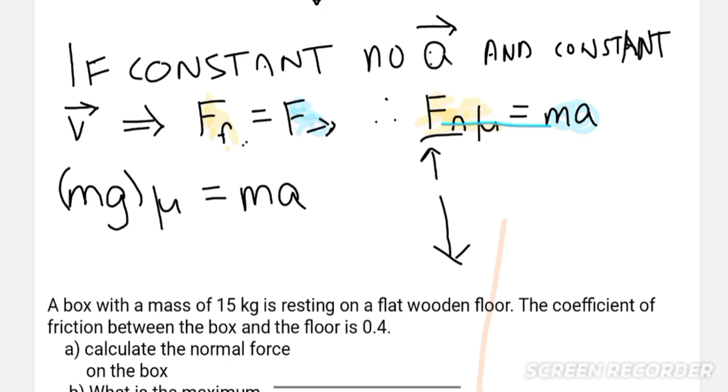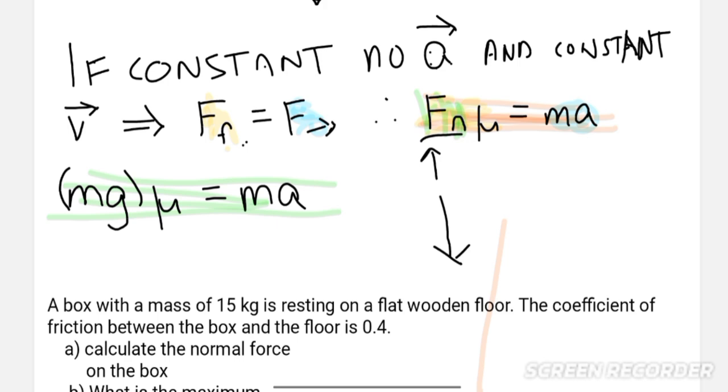Let me try again. You can break it down here, and then you can break it down further to be this, depending on what information they actually give you. So the normal force actually broke down to be mg, because the normal force is the same as the gravitational force pulling an object downwards. And the horizontal force is equal to ma.